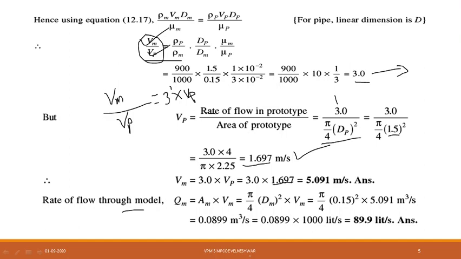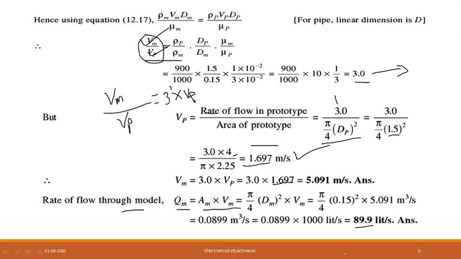Now finally, the discharge at model. Here the overall ratio is there. Now the discharge for the model we have to find, that is the actual model, that is Qm is equal to Am into Vm. This is for Vp, this is for model, both are different here. That is pi by 4 into 0.15 square into 5.091 meter cube per second. By calculating all this I am getting the value as 89.9 liter per second. This is my final value. Here through the model we are doing, we are not considering the prototype here. We are finding only for model, that's why I am doing it for model, that is 89.9 liter per second.